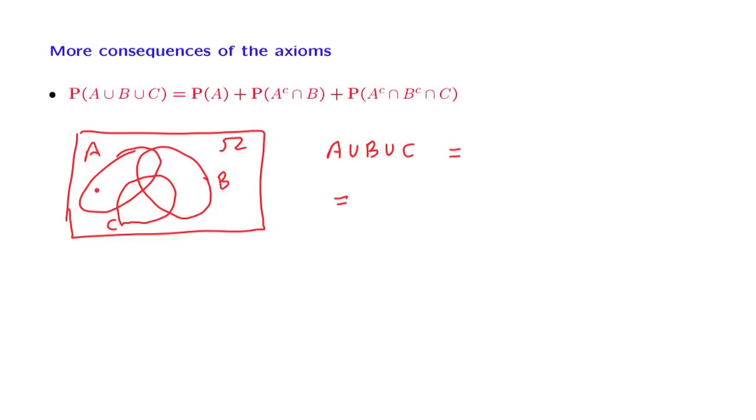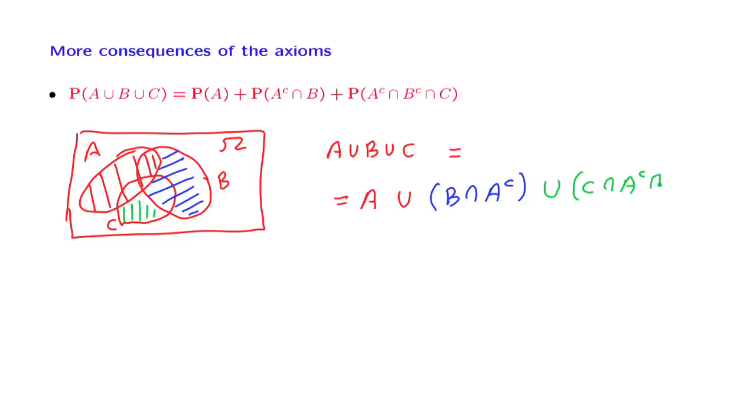What are these disjoint pieces? One piece is the set A itself. The second piece is going to be that part of B which is outside A. So this is the intersection of B with the complement of A. The third piece is going to be whatever is left in order to form the union of the three sets. What is left is that part of C that does not belong to A and does not belong to B. So that part is C intersection with A complement and B complement.